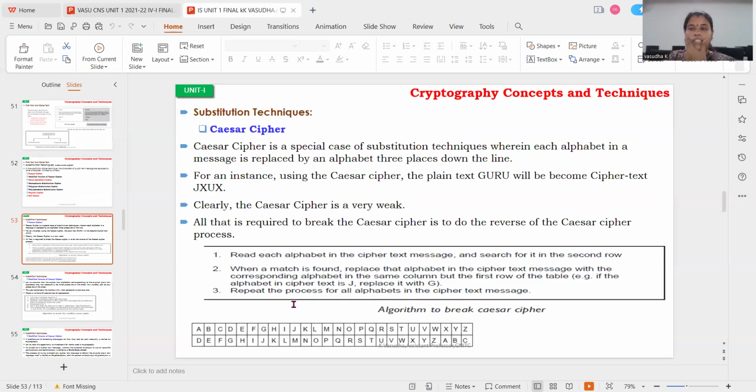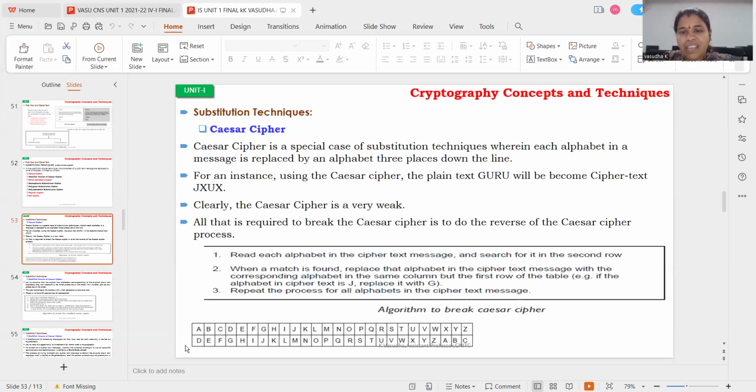Among the substitution techniques, we'll first see the Caesar cipher. The Caesar cipher is a special substitution technique. We can read each alphabet in the ciphertext message. By using the Caesar cipher, the plain text Guru will become the ciphertext. How? If you look at this example, we have the alphabets from A to Z, and we do a three-position substitution: in the place of A, D; E, F, G, H, I, J.